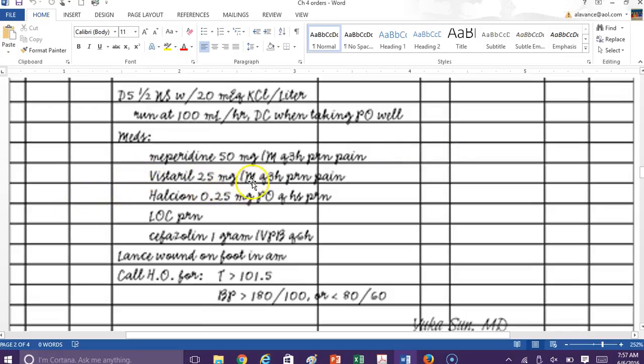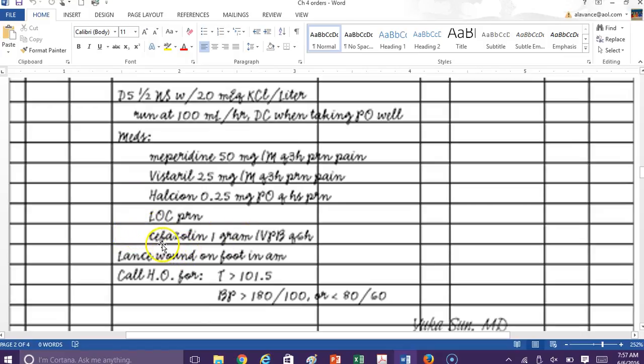Vistaril, 25 milligrams IM every 3 hours, usually with the meperidine. Vistaril is an antihistamine, and it helps with some of the itching that can occur with an opiate that's been given intravenously or intramuscularly through an injection. Halcion, 0.25 milligrams at bedtime as needed. Halcion is a benzodiazepine. Laxative choice.